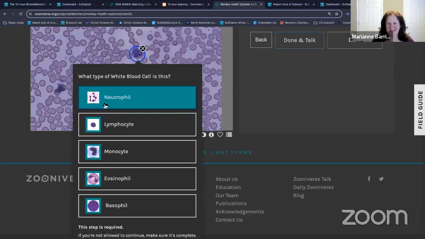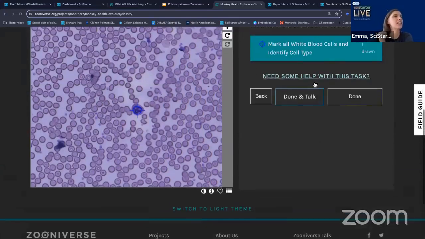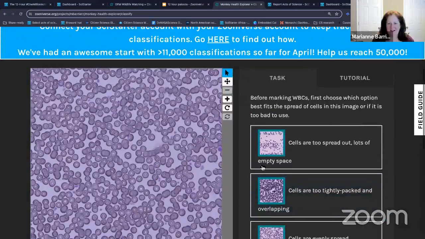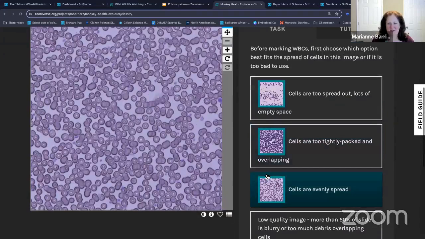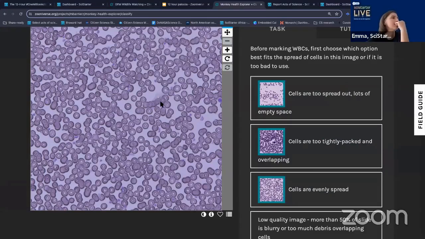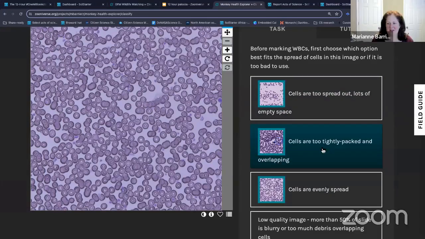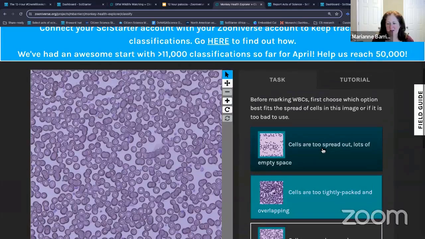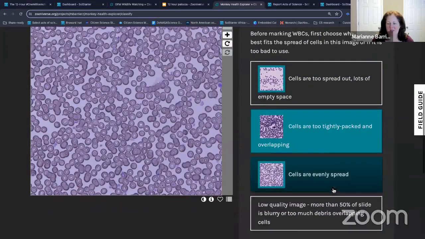Yeah, exactly. I do think this is still a neutrophil. Am I still on the good? You're correct. Yes. So this one I would say is a bit more overlapping because I see a lot of stacks, kind of like stacks of coins. Yeah. So I would go ahead and put that in the tightly packed. It still lets you classify on them.